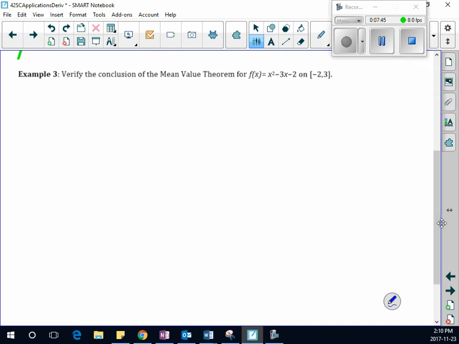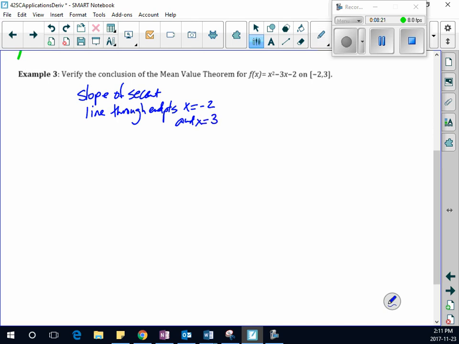Verify the conclusion of the mean value theorem for f of x equals x squared minus 3x minus 2 on the interval -2, 3. All right. So what do we have to do first? Find the secant line. So we need to find the slope of the secant line through endpoints x equals -2 and x equals 3.